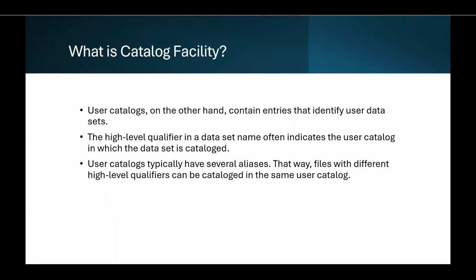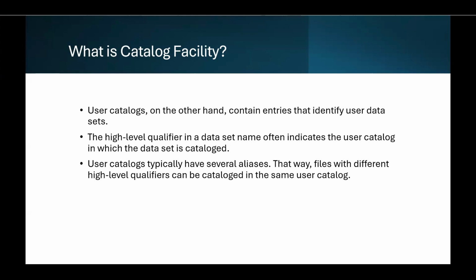The user catalog, on the other hand, contains the entries that identify user datasets. For example, you are working on a mainframe and creating n number of datasets for your users. All those datasets will go into the user catalog because they are created by the user. The high-level qualifier in the dataset name often indicates the user catalog in which the dataset is cataloged. When you create the dataset, you have the high-level qualifier at the start of your file name, and that indicates the user catalog for that dataset.